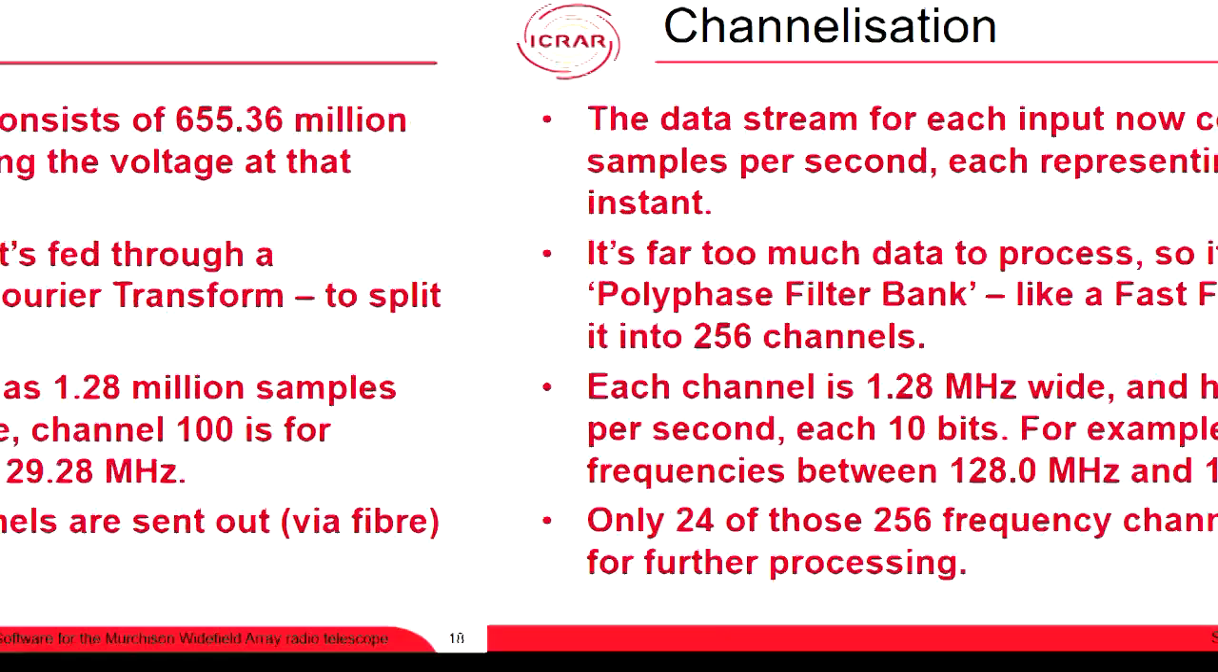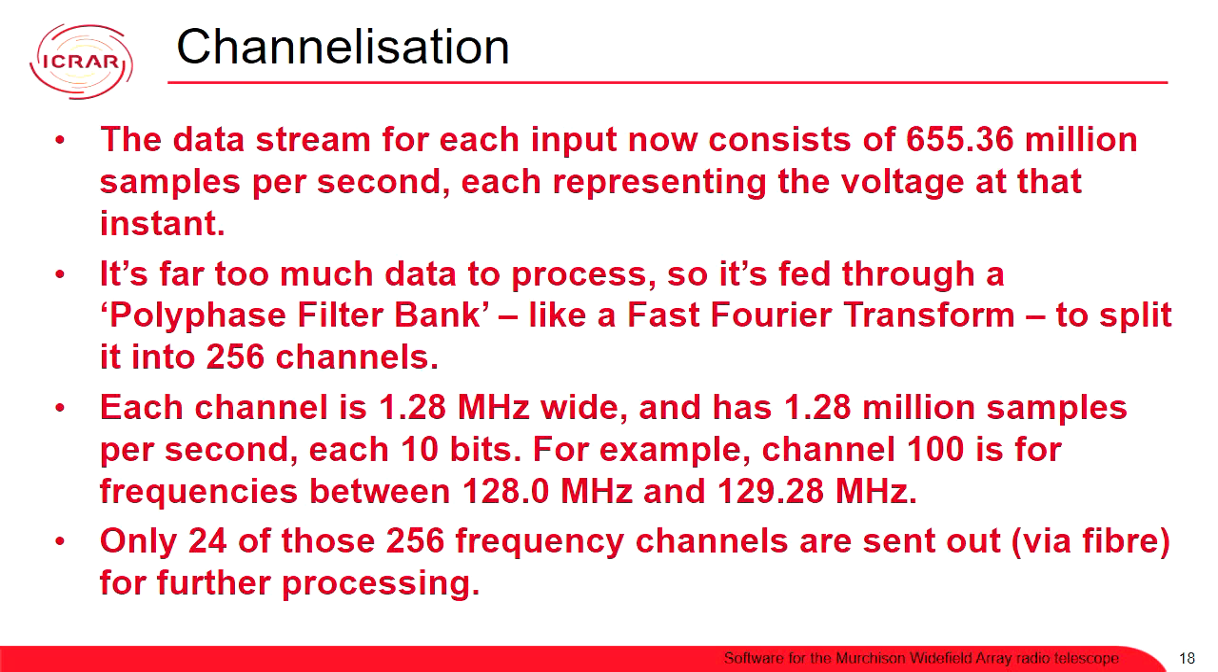So what we do is we split it into channels. That data stream, instead of being 655.36 million samples per second, each of them representing a voltage at an instant, is fed into a polyphase filter bank. It's implemented in an FPGA. It's like a Fourier transform, only better. It splits it into 256 channels. Each of those channels is 1.28 megahertz wide and has 1.28 million samples per second and represents 1.28 megahertz worth of channel data. For example, channel 100 is for all of the frequencies between 128 megahertz and 129.28.